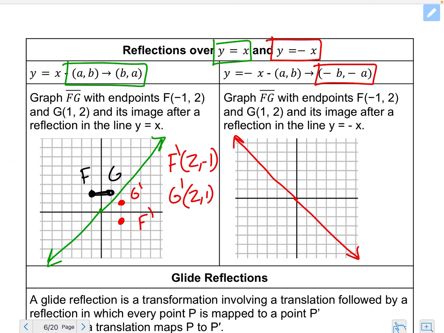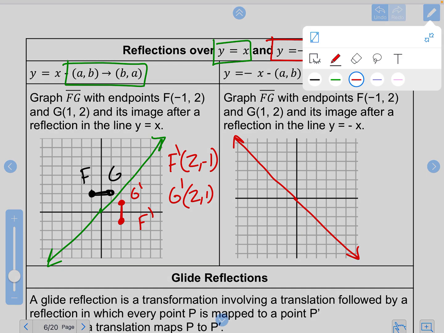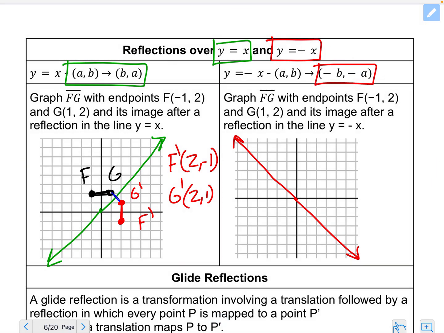And that's going to be G prime. And they should still be roughly the same distance away from each other. So if we did kind of like a slope down 2 over 1, 2, 1. Yeah. And so that's just kind of an easy way for us to tell that, yes, we did it correctly.